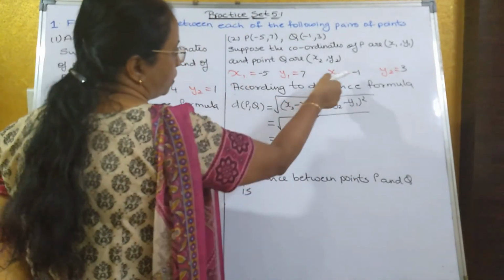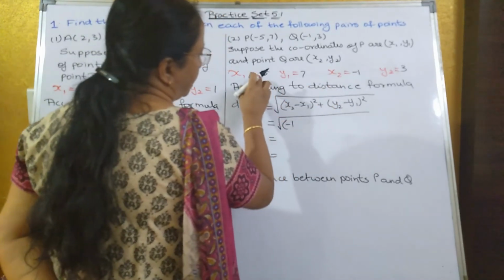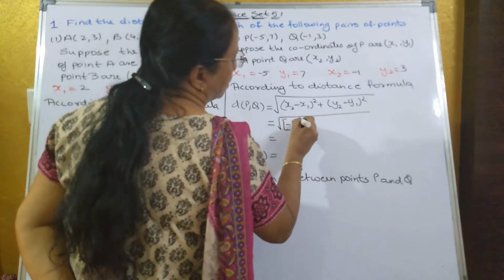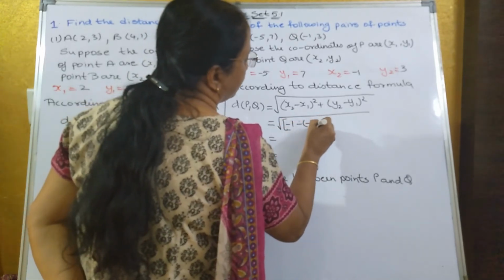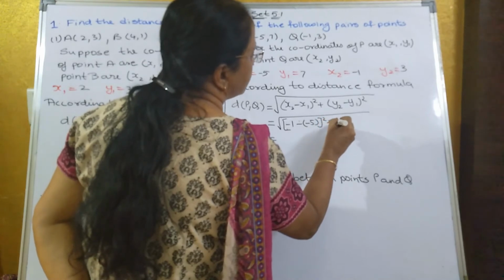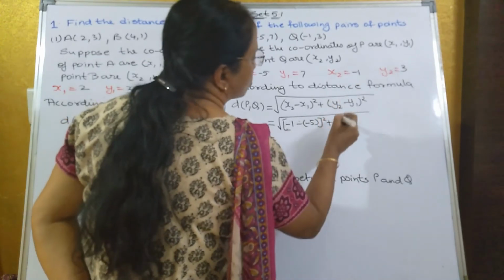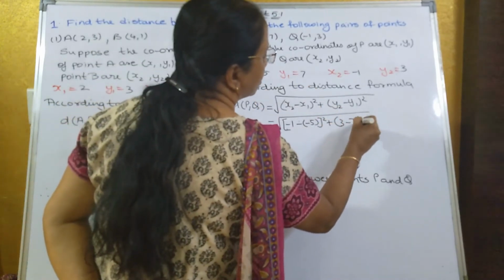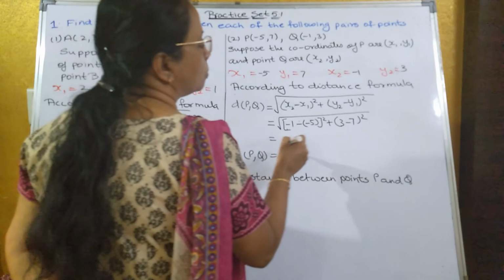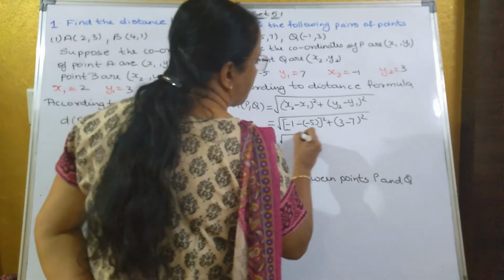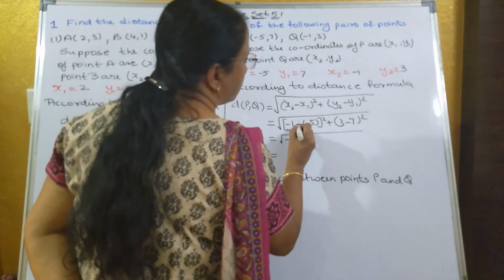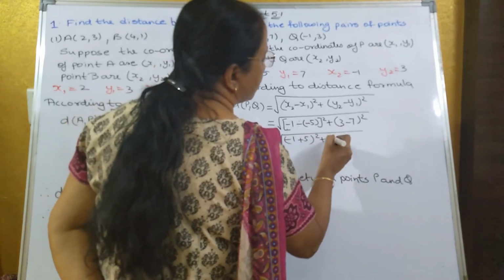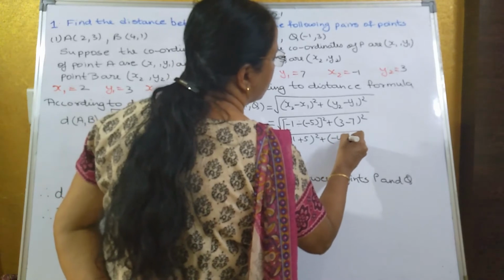What is x2 over here? Minus 1 and x1 is minus 5. So you will get minus 1 minus of minus 5 the whole square plus y2 is 3 over here and y1 is 7, 3 minus 7 the whole square. So that is equal to minus 1, minus into minus will become plus 5 the whole square plus 3 minus 7 is minus 4 the whole square.